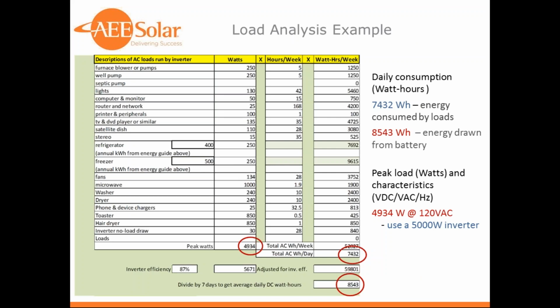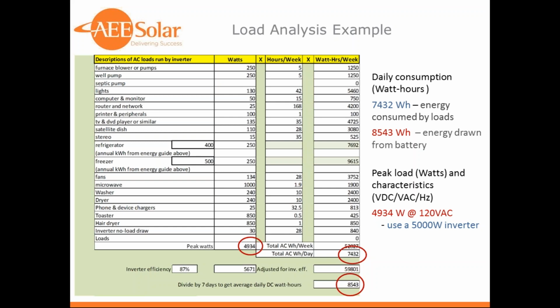It's not likely all of these are going to run at the same time, but there's certainly a possibility that they can. And that ends up being a daily watt hour consumption of 7,432 watt hours per day on average. Again, if you look at the chart here, for instance, the first one, the furnace blower, is only listed as 5 hours a week in this case. So it's not everything running 24 hours, but the accumulated usage per day is an average of about 7.5 kilowatt hours.